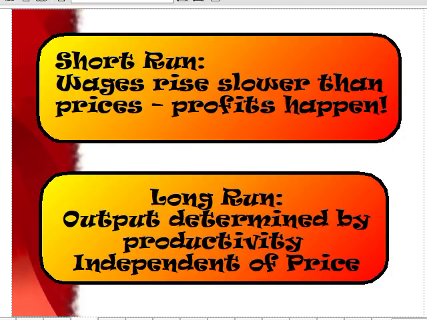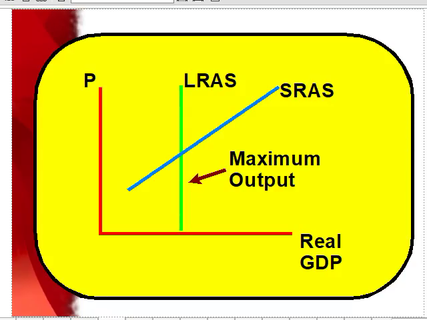And the only thing that matters in the long run is how many workers we have, how productive they are, what capital we have, our resources, and how we use our resources. So we get two different curves, and they look like this. The short-run aggregate supply curve, SRAS, looks like the regular old supply curve. And again, that's only going to happen when businesses can raise their prices faster than they raise their wages. Eventually, wages catch up. And when wages catch up, we're at the LRAS.